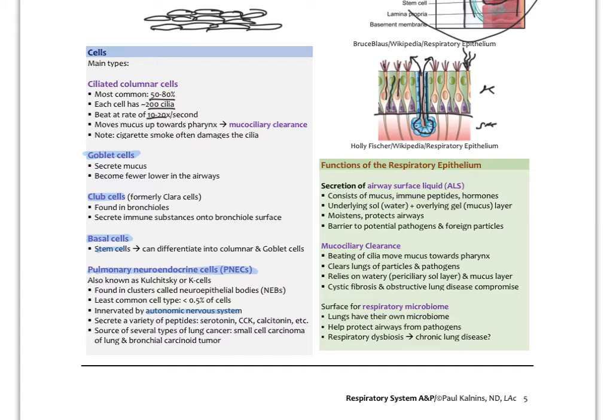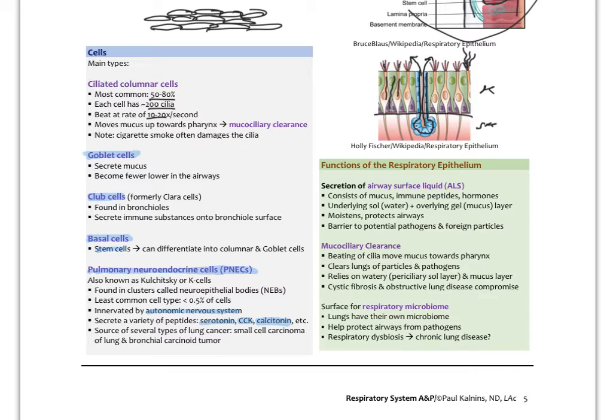And these cells secrete a variety of hormone peptides, so serotonin, cholecystokinin, which is actually a gut hormone. It's the hormone secreted by the duodenum when you eat a fatty meal to tell your gallbladder to contract and to tell your liver to make more bile and to get more bile out of the bile ducts. Calcitonin, which actually is a thyroid hormone that regulates calcium metabolism. These are all secreted by these PNECs. We don't know exactly what the roles are of all these yet, but it's an area of active investigation.